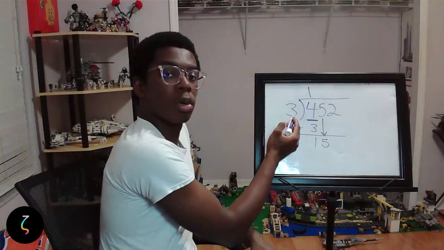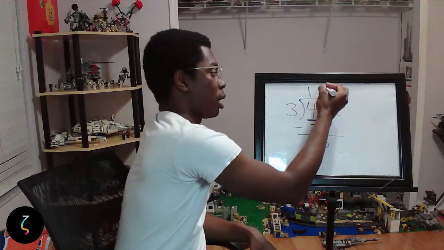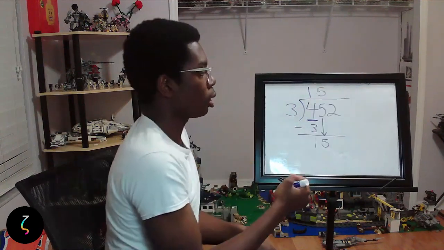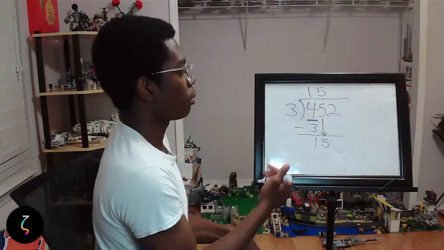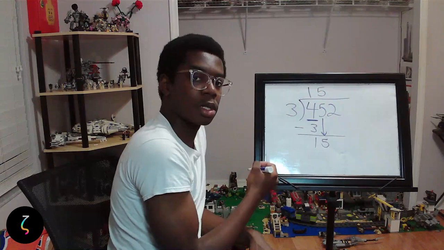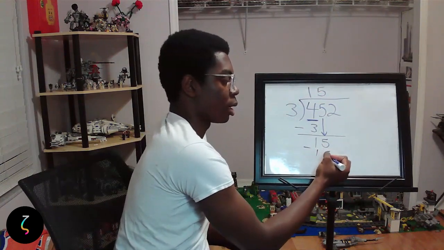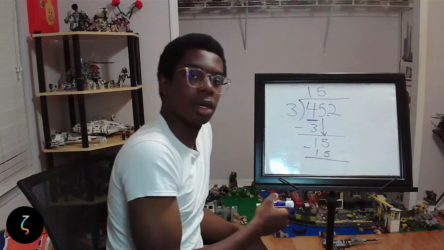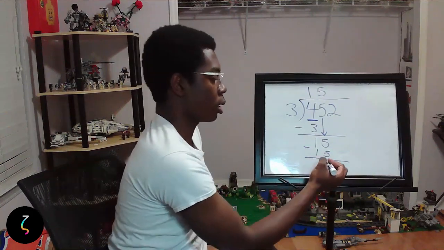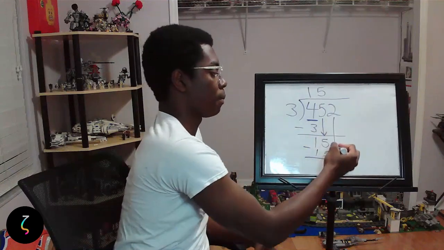So we're going to do, how many times does 3 go into 15? Well, it goes in exactly 5 times. So we're going to put that here in line, and now we do 3 times 5. What's that? That is 15. And we subtract that down here from the 15. That's of course going to be 0, so I can put a 0 down there. And then we drop down.